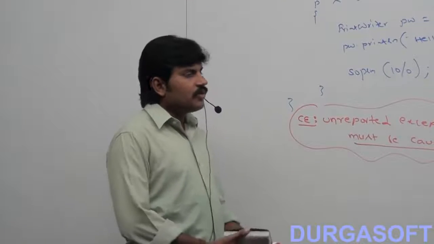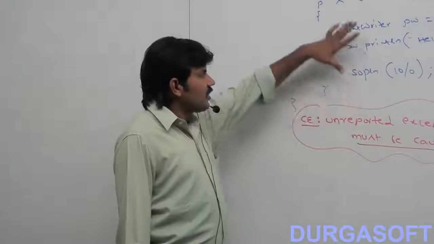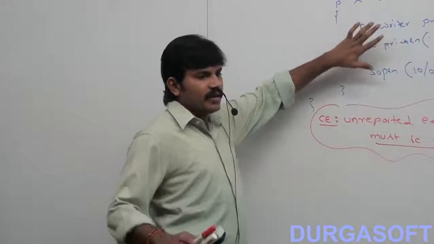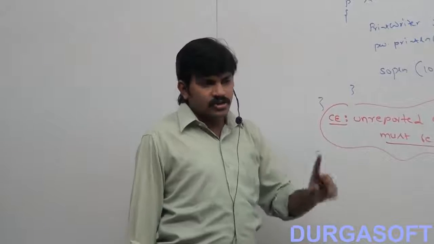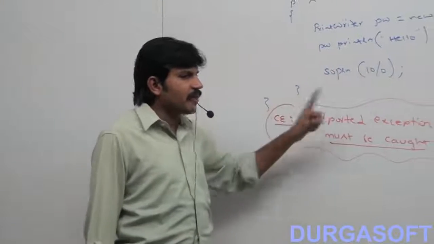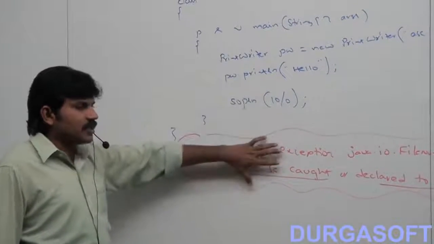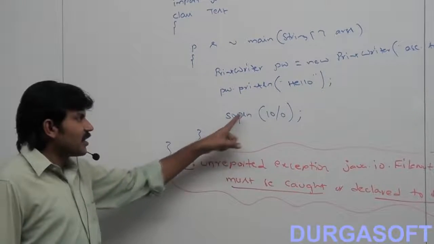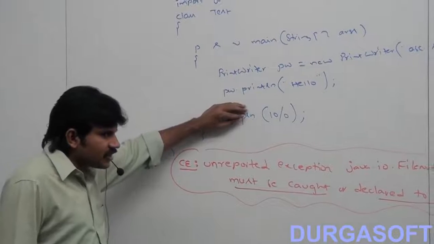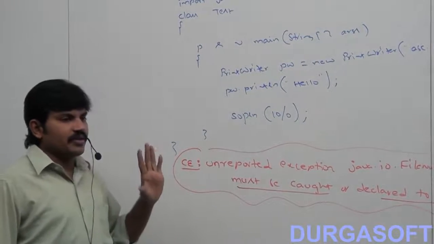Okay, that's all. So, what is a checked exception? What is an unchecked exception? The exceptions which are checked by the compiler, whether we are handling them or not, are called checked exceptions. The exceptions which are not checked by the compiler are called unchecked exceptions. The best example: FileNotFoundException is reported by the compiler, but ArithmeticException is not reported by the compiler. That's why ArithmeticException is unchecked, and FileNotFoundException is checked.